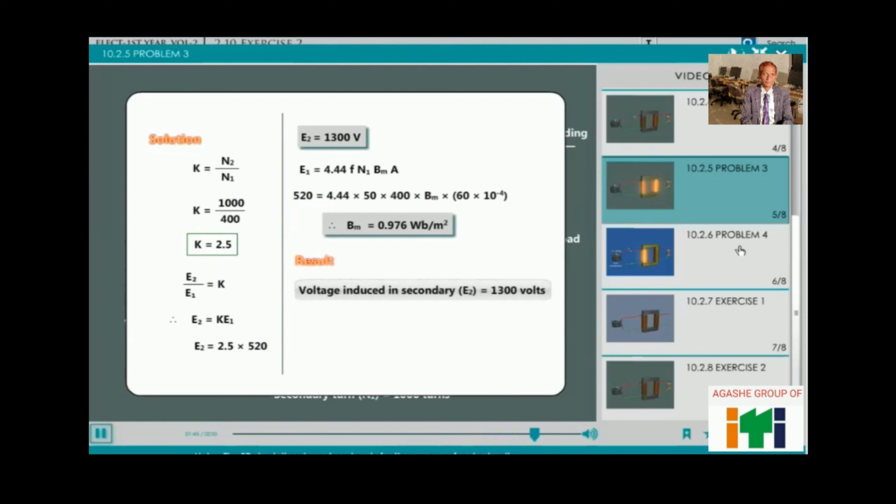Result: voltage induced in secondary, that is E2, is equal to 1300 volts. Peak value of flux density, that is Bm, is equal to 0.976 Wb per meter square.